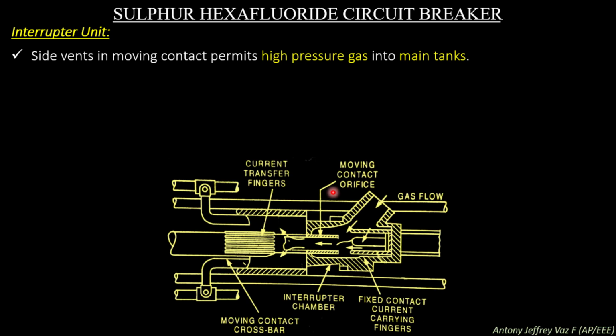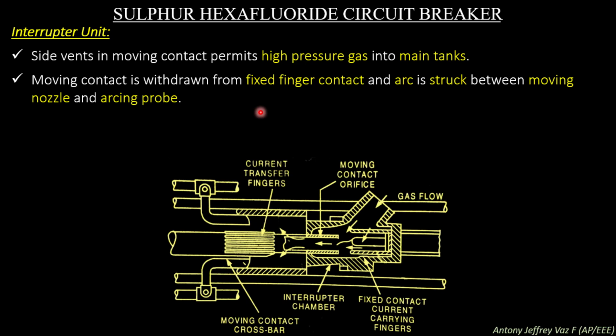There will be connections from the gas tank, one from the low pressure tank and another from the high pressure tank, and the gas is filled inside the circuit breaker through the gas flow. The gas will flow axially and the arc will be extinguished.